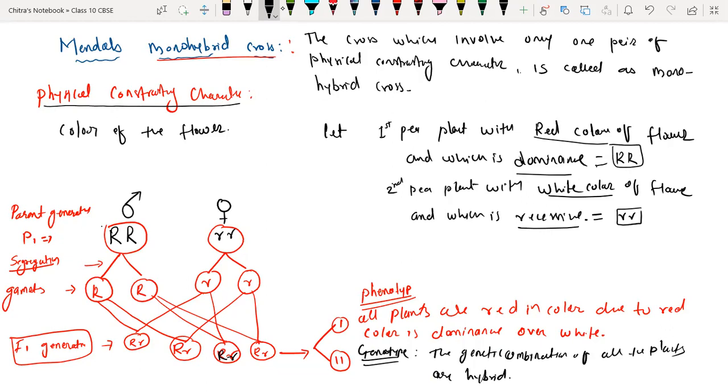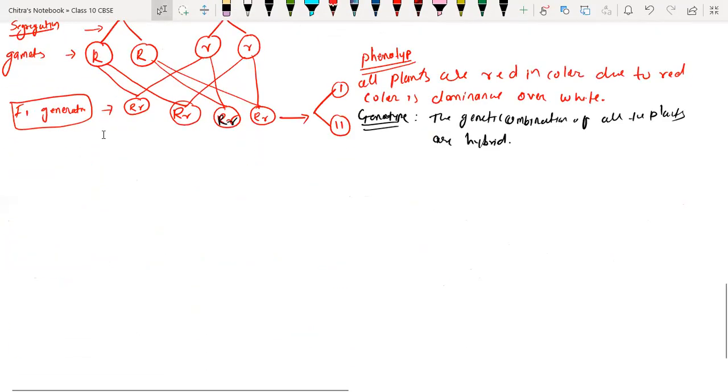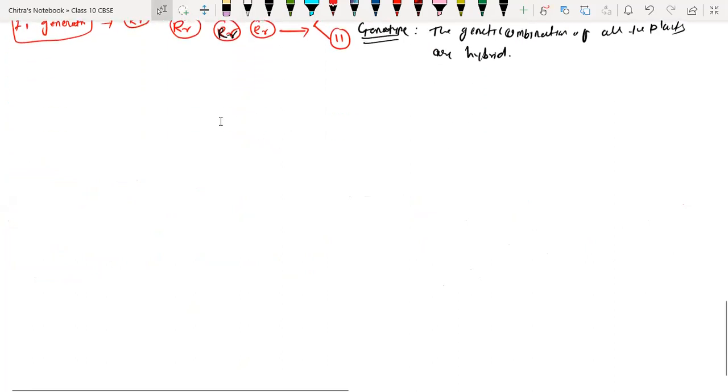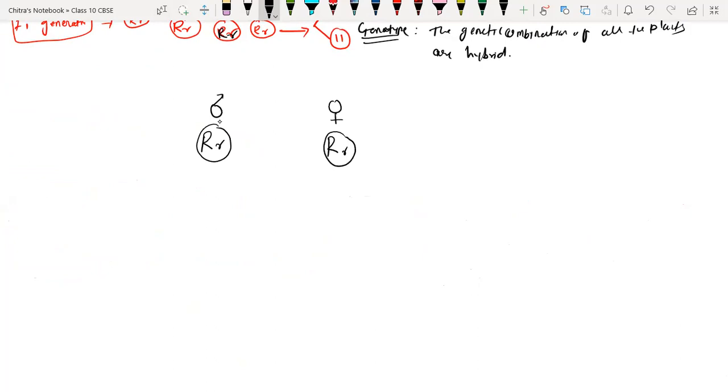Any doubt in that particular part in monohybrid cross? Okay. Screenshot done. Now, Mendel has taken seeds from all these hybrid plants and again sown them in the next season in his garden. So for the next generation, the male plant is chosen from this hybrid plant only. So the male plant will have capital R and small r character, and the female plant will also have capital R and small r combination. Because all they are hybrid.